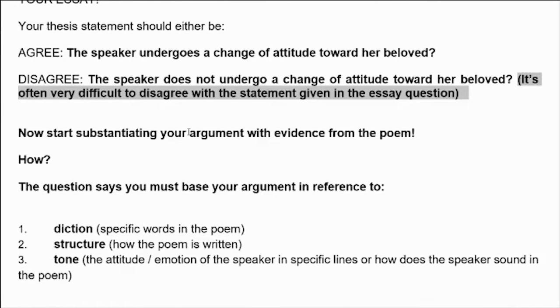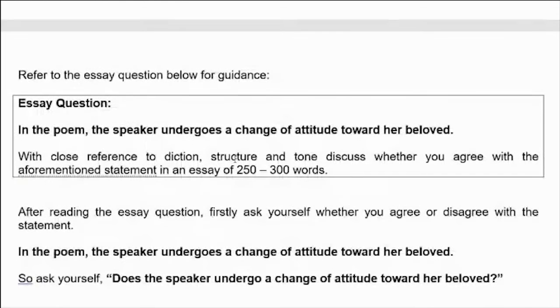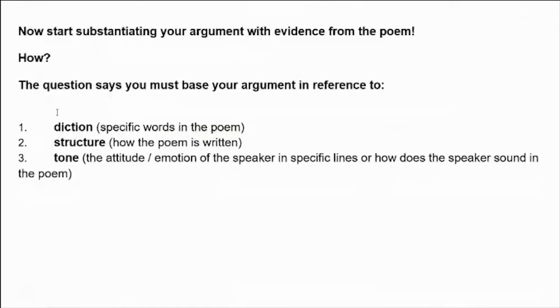Now you start to substantiate your argument with evidence from the poem. How? The essay question tells you what to look at. It tells you to look at diction, structure, and tone. So you're going to use those descriptors in each paragraph. Body paragraph one is diction, which means specific words in the poem. Body paragraph 2 is the structure, how the poem is written, and body paragraph 3 we reserve for tone. Tone is the attitude or emotion of the speaker in the lines of the poem.